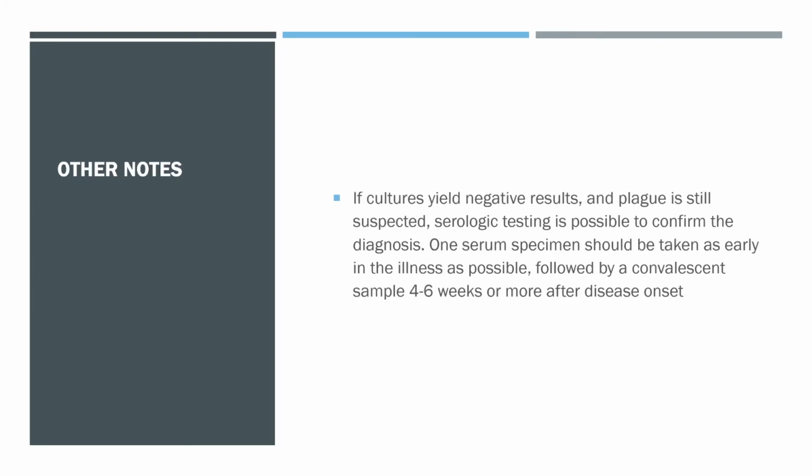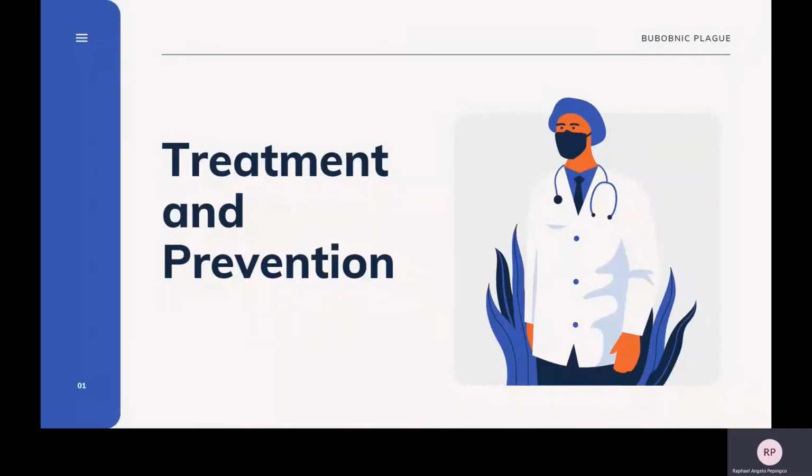Other notes. If cultures yield negative results and plague is still suspected, serologic testing is possible to confirm the diagnosis. One serum specimen should be taken as early in the illness as possible, followed by a convalescent sample 4 to 6 weeks or more after the disease onset. Next, we move on to the treatment and prevention of bubonic plague.